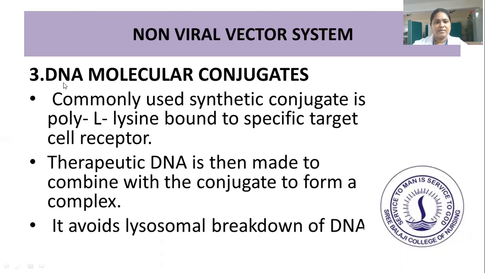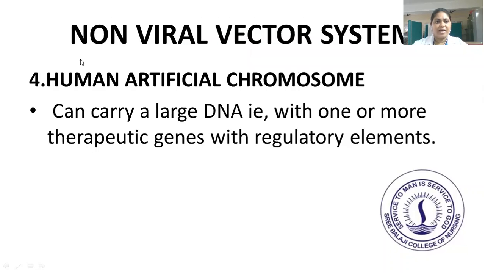And the third one is the DNA molecular conjugate. A commonly used synthetic conjugate is poly-L-lysine bound to a specific target cell receptor. The therapeutic DNA is then made to combine with the conjugate to form a complex. It avoids lysosomal breakdown of DNA. And the last one in the non-viral vector system is the human artificial chromosome, which can carry a large DNA, that is, one or more therapeutic genes with the regulatory elements.